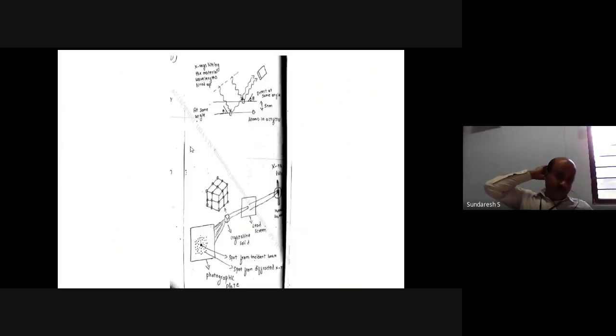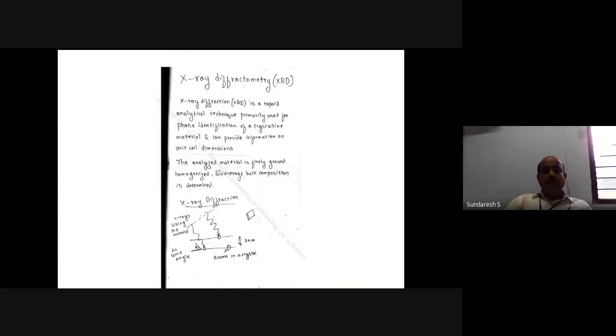This is the material I have provided for you. X-ray diffraction is a rapid analytical technique primarily used for phase identification of a crystalline material, and it can provide information on the unit cell. Basically, it will provide the phase identification, that is, in what phase these crystals are present. The analyzed material is finely ground and homogenized, and the average bulk composition is determined.